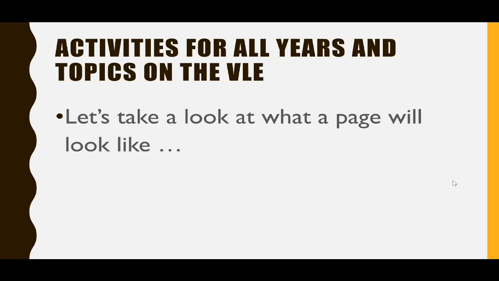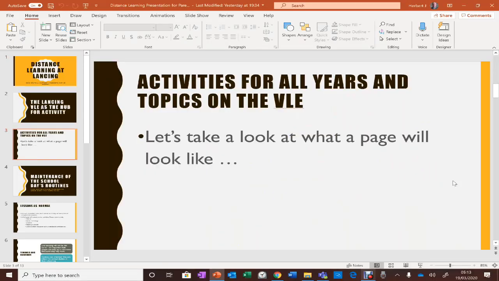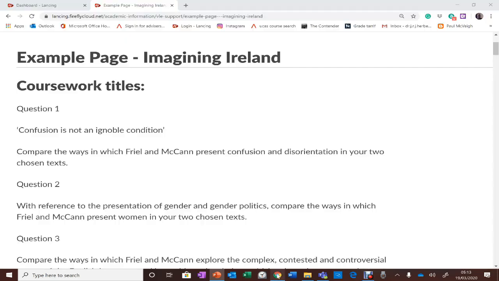It might be easiest if I just break out of this presentation for a moment and show you what a VLE page looks like. So we're just navigating away onto an example page. This is in fact an A-level English Literature coursework page that I produced last year. It is something which the students are already very familiar with. It's one way in which we already organise work.